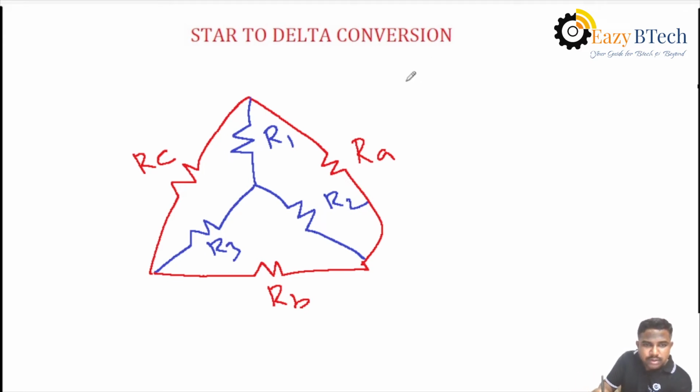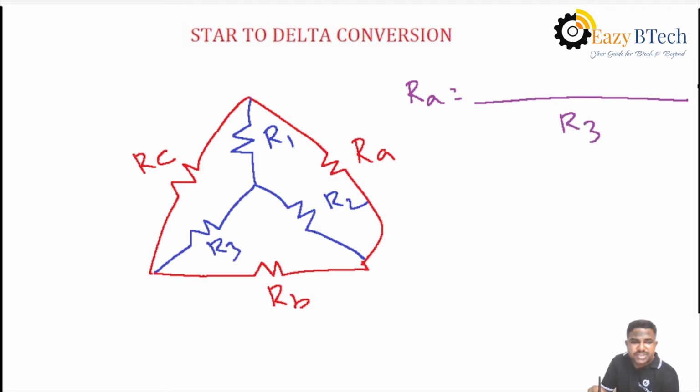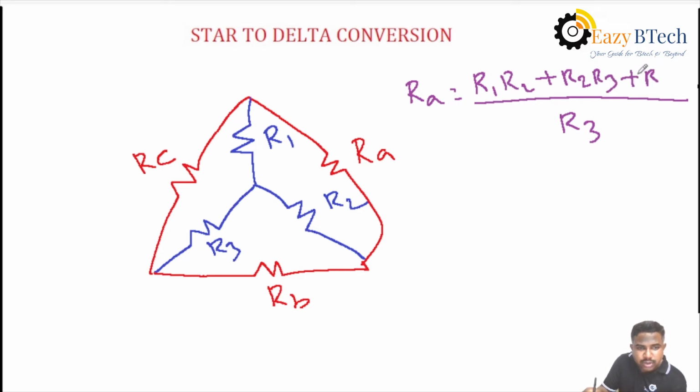here you can mention the formula for RA. Remember, in the denominator you can mention the opposite known resistance. R3 is the opposite value for RA. Then in the numerator, you can mention the sum of the products of two elements. That is R1 into R2 plus R2 into R3 plus R3 into R1. Two elements should be multiplied and then added. So that is the formula for RA.